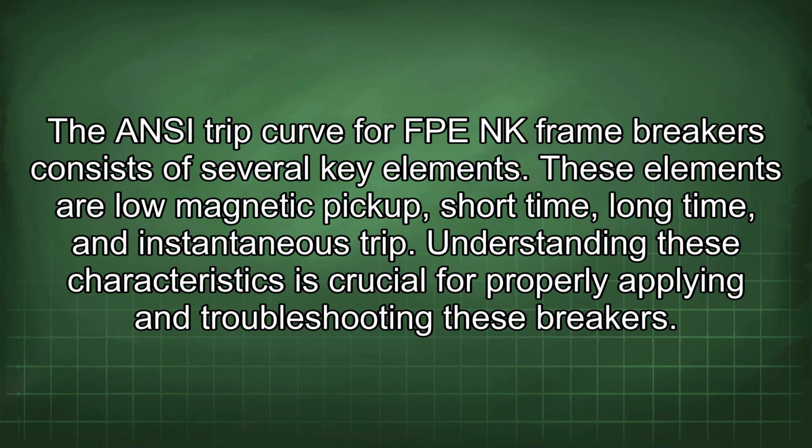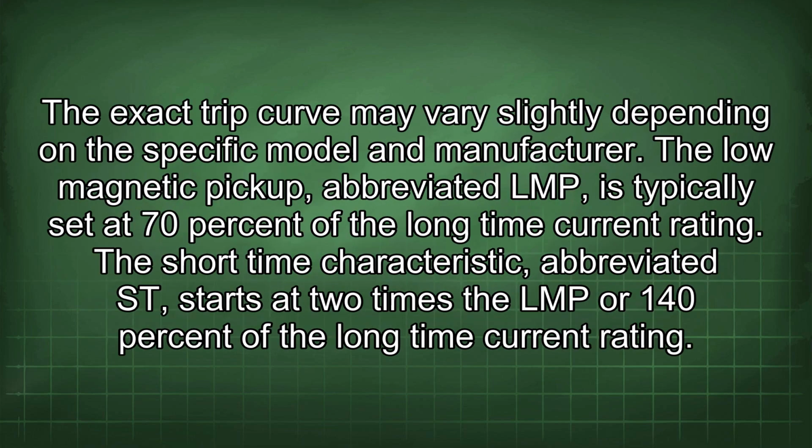The ANSI trip curve for FPE NK frame breakers consists of several key elements. These elements are low magnetic pickup, short time, long time, and instantaneous trip. Understanding these characteristics is crucial for properly applying and troubleshooting these breakers. The exact trip curve may vary slightly depending on the specific model and manufacturer.